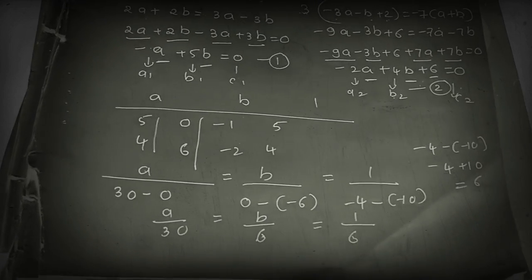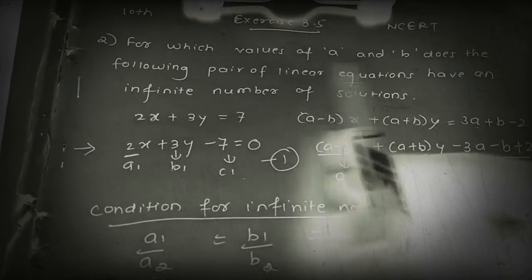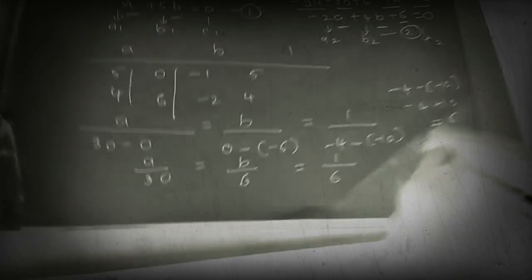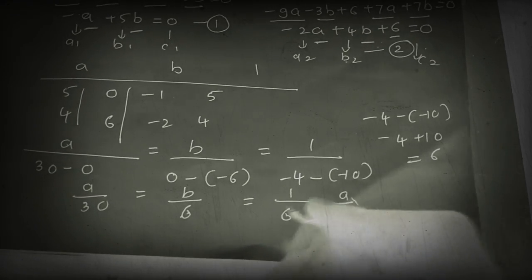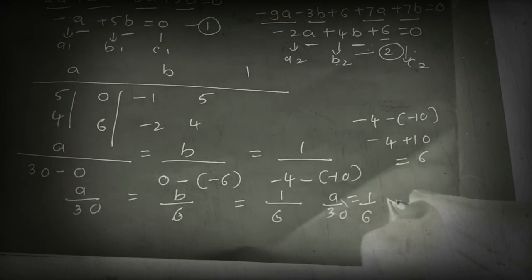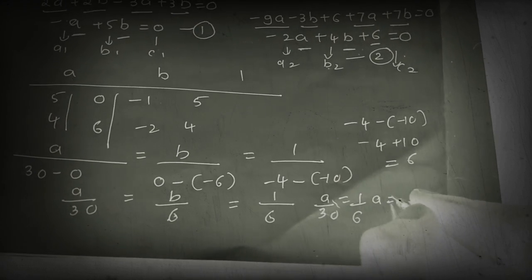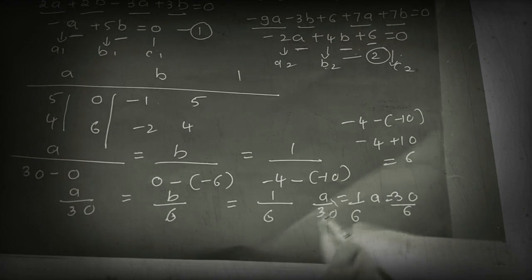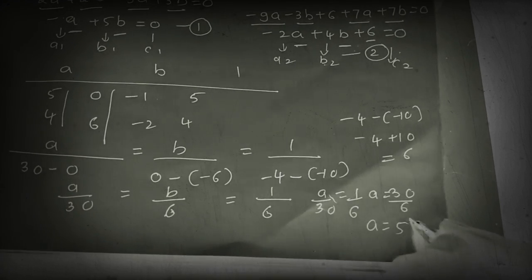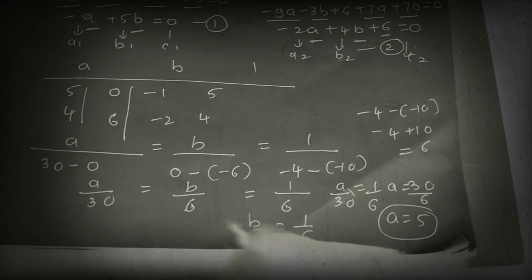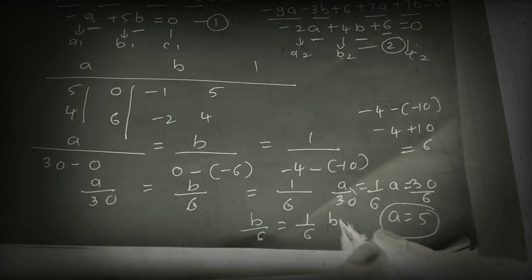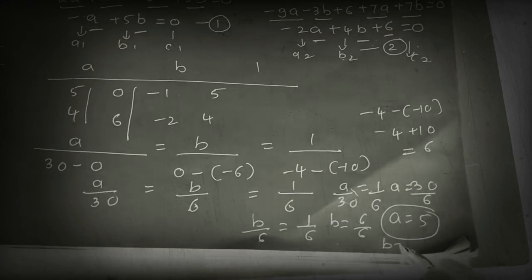So next we are going to find out the value of a and b. It is asked, for which values of a and b does the following pair of linear equations have an infinite number of solutions. So here you have to equate a by 30 with 1 upon 6. So a will be 30 upon 6, 6 5s are 30, so a is 5. And b upon 6 equals to 1 upon 6. So 6 will go here, so b equals to 6 upon 6, so b equals to 1.